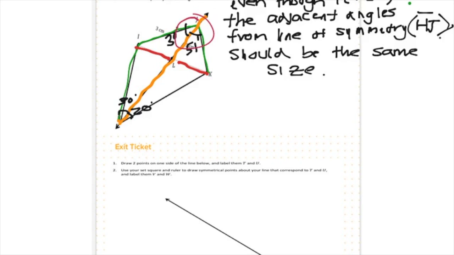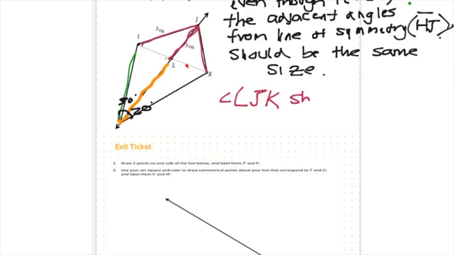Angle LJK should be equal to LJI. I'm going to show you that again. Let me erase all of this to show you. Angle LJK should be equal to angle LJI. They should all be equal to each other.